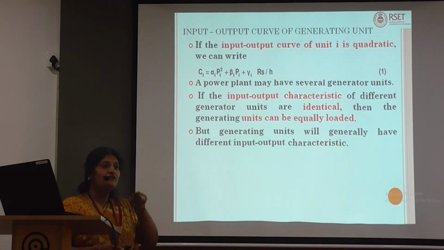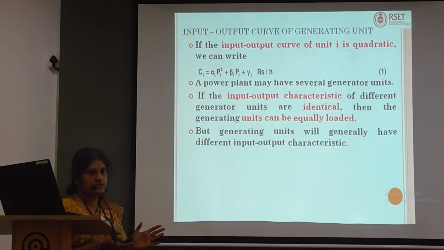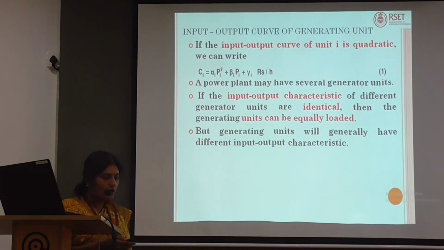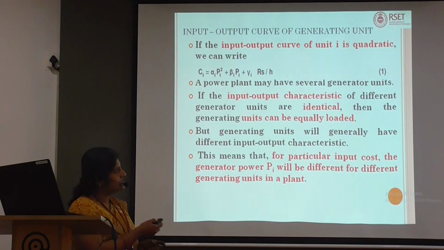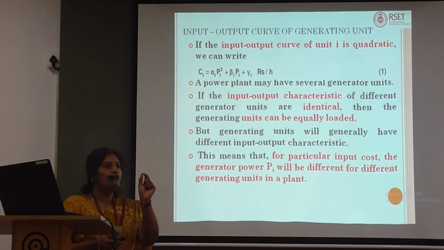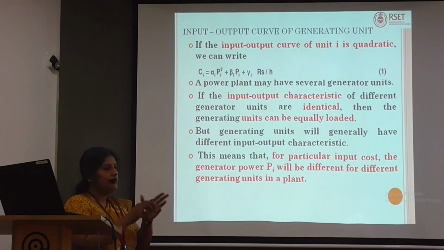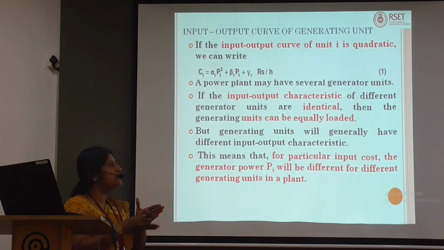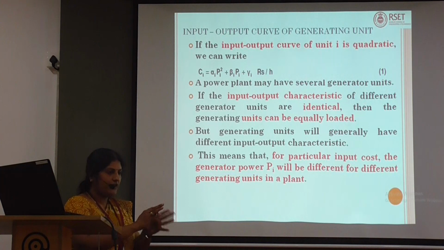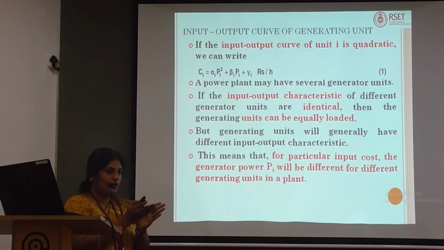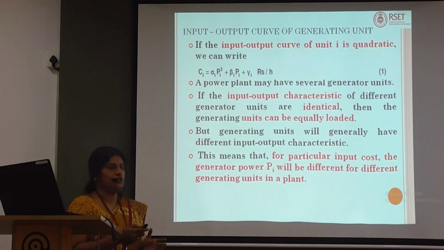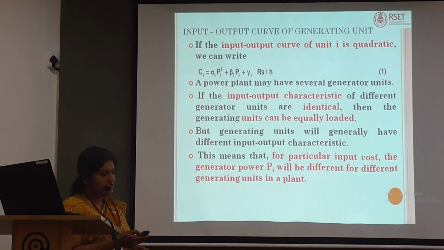What happens is that different units within a plant may have different input-output characteristics. So they cannot all be equally loaded. Then what is the strategy to be adopted? This relation indicates the different input-output characteristics. For a particular input cost, the generation of different units will be different. For the same cost, since they have different input-output relations, different units have different generation. That is how the difference goes.